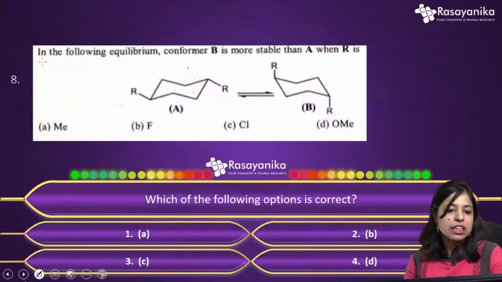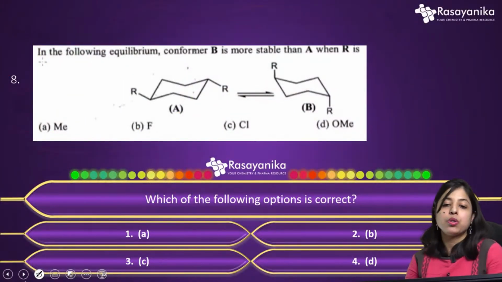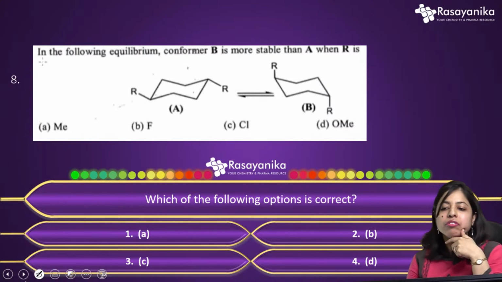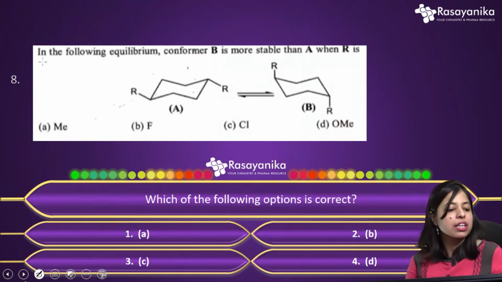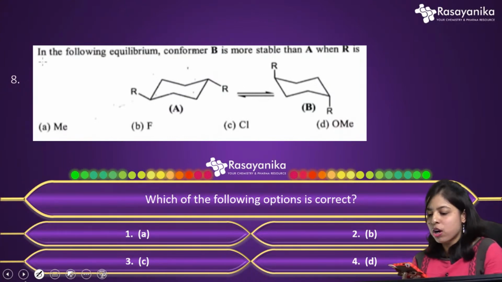Our next question is for your favorite topic, organic chemistry, right? You all have a very good knowledge of organic chemistry, I know. So the question is: in the following equilibrium, conformer B is more stable than conformer A, where R is the group. Which is the group R here? In the options it is methyl, fluoride, chloride, and methoxy. Okay, so which is the correct option? Anyone in the chat can write in the chat box.